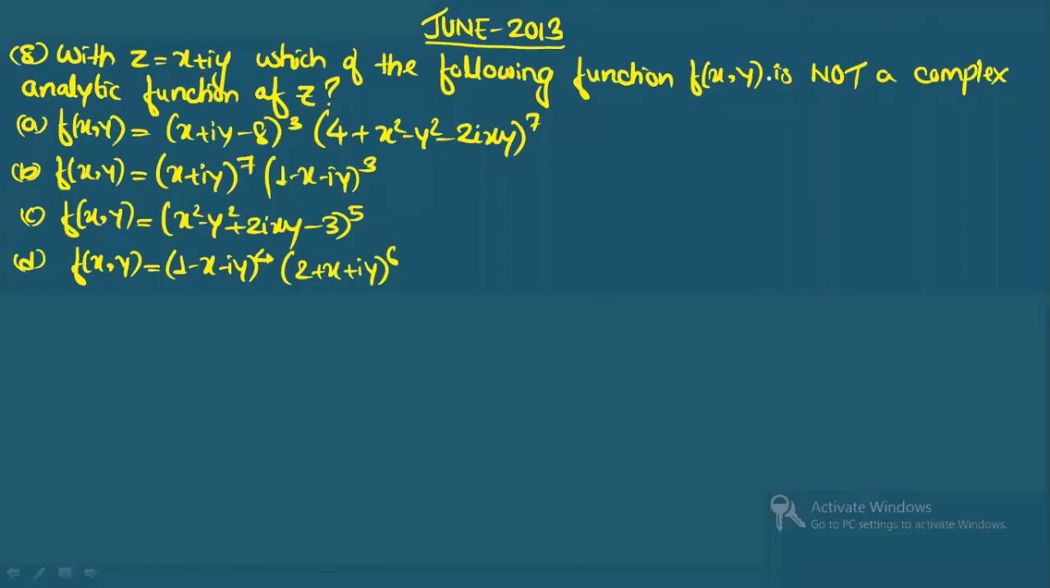Clear? Let's see question number 8 now. Here it is said z equals x plus iy. So which of the following functions is not a complex analytic function?